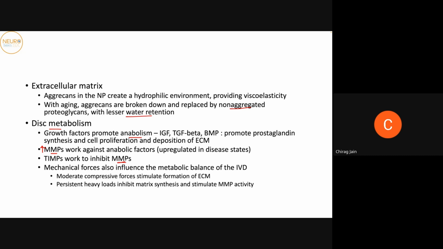But mechanical forces can affect this metabolic balance. If you have normal, moderate compressive forces acting on the disc, it will actually help make the disc stronger by stimulating the formation of extracellular matrix. But if you have persistent heavy loads on the disc, this will inhibit matrix synthesis and stimulate metalloproteinase activity, which will lead to further breakdown of the extracellular matrix.